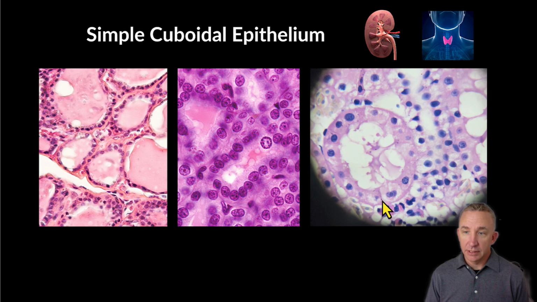Each individual cell has the nuclei in the middle, so those dark purple structures are nuclei. The boundary, you can't see well for all of them, but you can see that line there, and that indicates the cell membrane or plasma lemma or plasma membrane, and then the material inside, the cytoplasm. So, simple cuboidal epithelium.